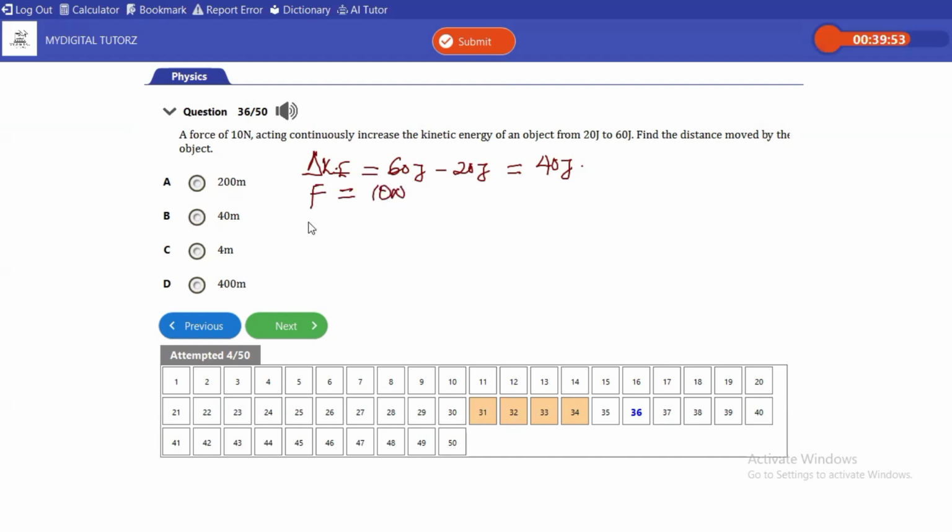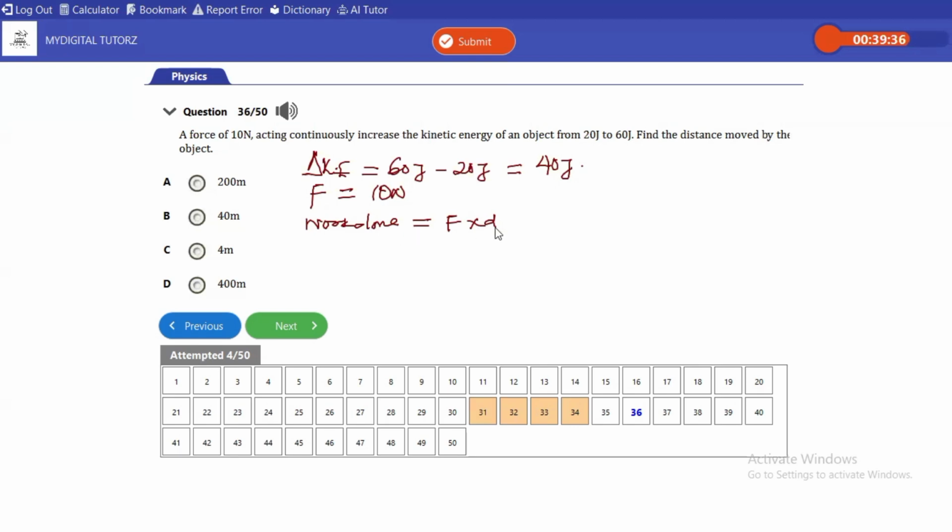So you're looking for the work done. Work done is the same thing as force multiplied by distance. No, you're not looking for work done. You're looking for the distance, right? Find the distance moved by the object.